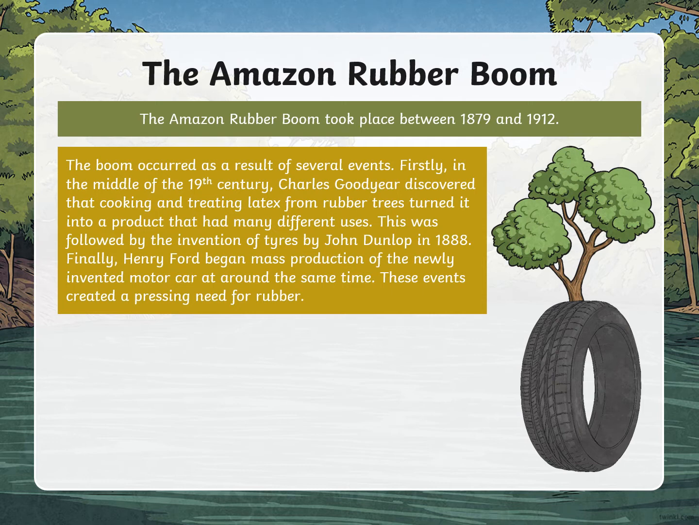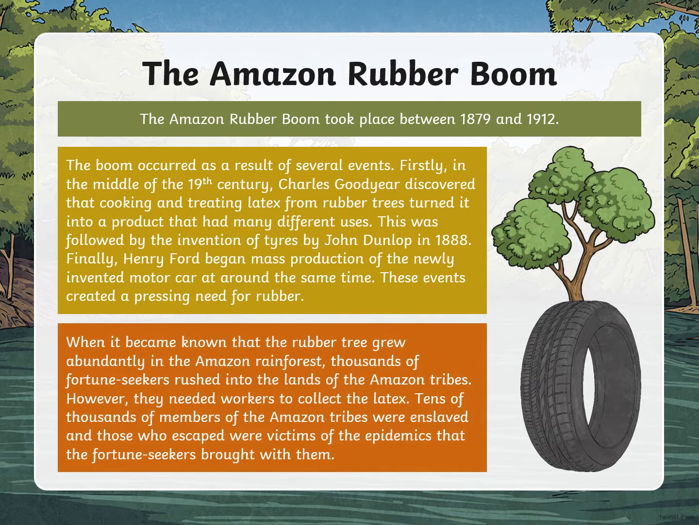This was followed by the invention of tyres by John Dunlop in 1888. Finally, Henry Ford, notice that name there as well, children, Ford cars, began mass production of the newly invented motor car at around the same time. These events created a pressing need for rubber, so the rubber boom. People wanted it. So when it became known that the rubber tree grew abundantly, that means lots and lots of it, in the Amazon rainforest, thousands of fortune seekers rushed to the lands of the Amazon tribes.